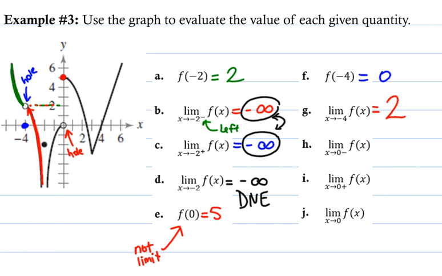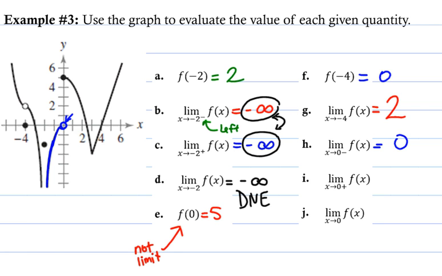H, the limit as x approaches 0 from the negative side. So again, I'm going to erase all this stuff here. And the limit as x approaches 0 from the negative. So here's 0. And the negative is the left side. So this is the part of the graph that's actually on the left side of 0. Okay, so what is the height of the graph? Well, here it is at a height of 0. So that's my limit from the left.